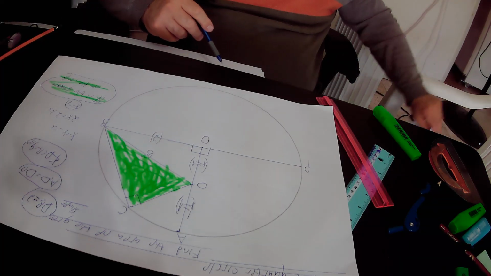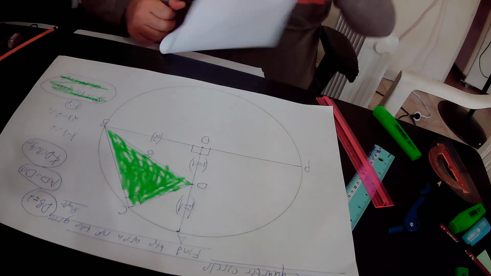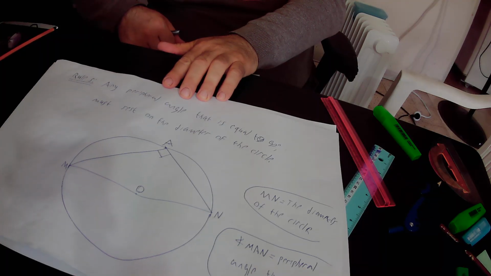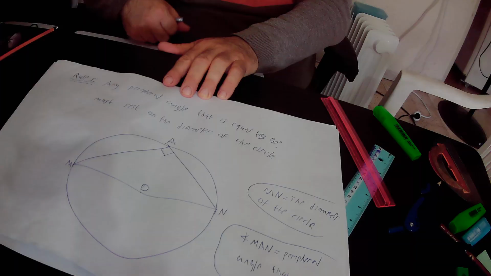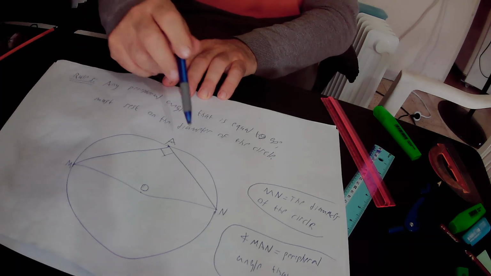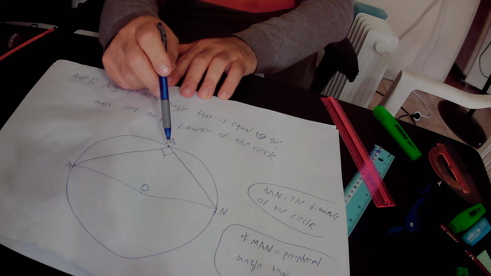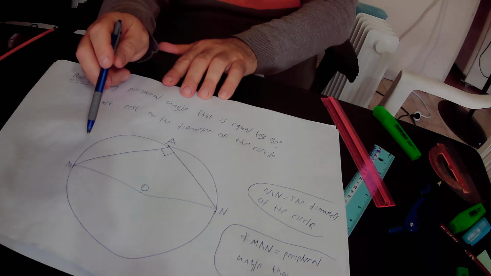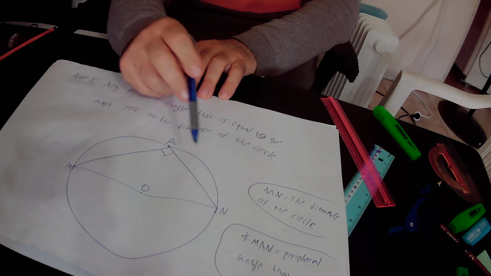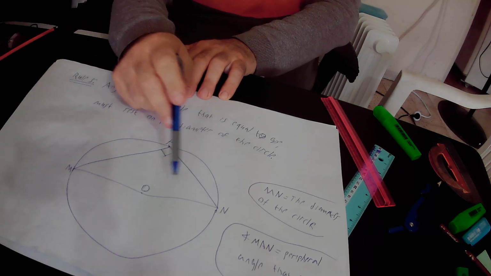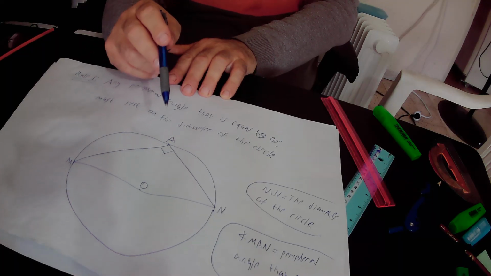According to rule 5, I'll repeat it again, rule 5: any peripheral angle that is equal to 90 degrees in its size must be subtended on the diameter of the circle. So, in the drawing we have peripheral angle MAN, and this peripheral angle MAN equals 90 degrees in size, and therefore this peripheral angle must be subtended on the diameter of the circle. And indeed, this peripheral angle MAN is subtended on chord MN, that is the diameter of the circle.